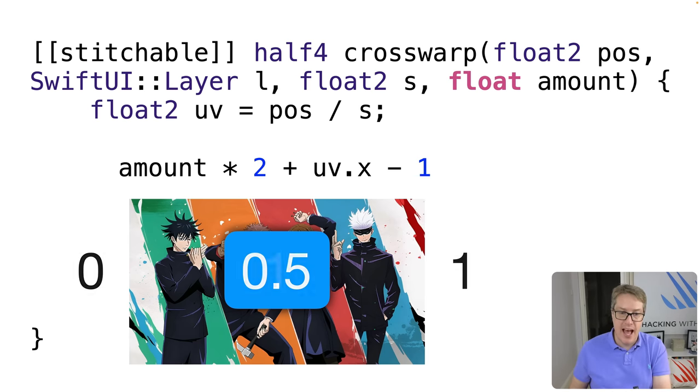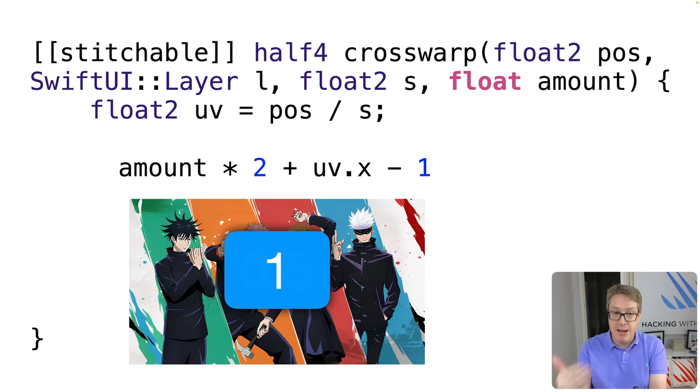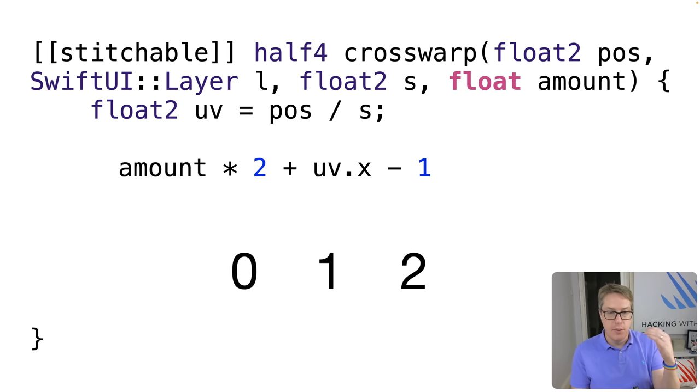Now let's go to the end. We have amount of 1. Again, amount times 2, 1 times 2 makes 2. The left edge has a UVX of 0, so we have 2 plus 0 minus 1. That means the left edge is now on 1. It has finished its transition fully. And the right edge has UVX of 1. That'll have a resulting value of 2. And so those are the range of values we're going to get out of this little formula. We can work between the values of minus 1, 0, 1, and 2. Those are the possible values our little formula can produce.